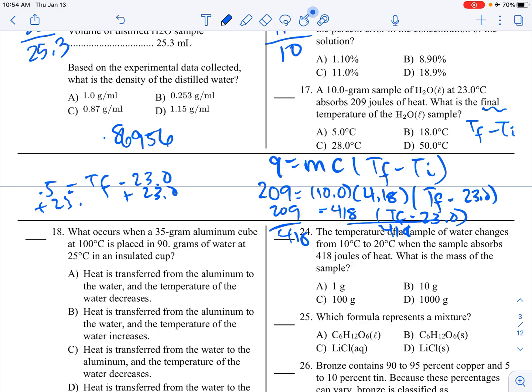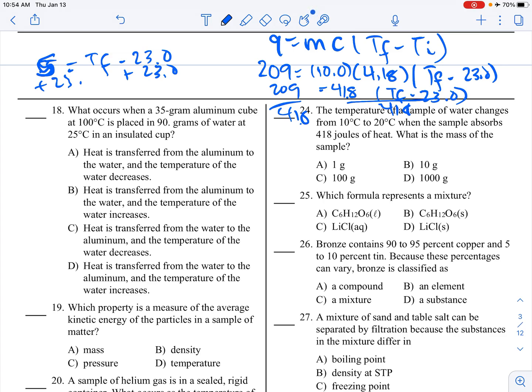Oh shoot, did I screw up? Is it 0.5? I did something wrong. Hold on. 10 times 4.18 is 41.8, not 418. Oops. So 209 divided by 41.8 is a full 5. This is not 0.5. Sorry, this is 41.8. See, I make mistakes. So 5 equals TF minus 23. Add 23 to both sides. So it is not 23.5. It is 23 plus 5, which is 28.